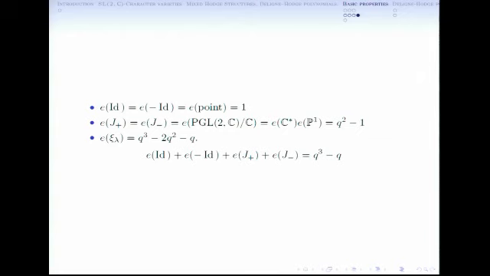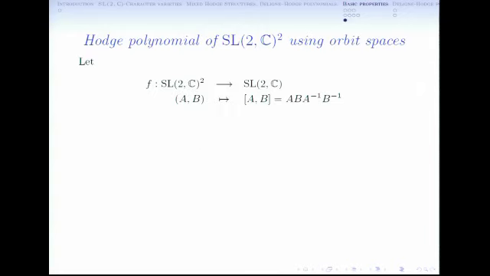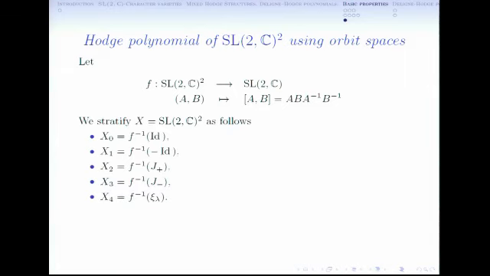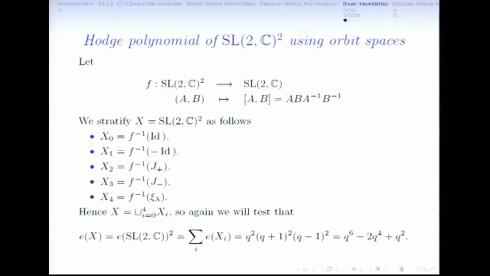So we got a method on how to compute this thing. Now let's extend this to the genus 1 case. We consider this map, and then we stratify SL2C squared in the following way. X0 is the inverse image over the identity, this is the inverse image over the minus identity, the Jordan forms, and the diagonal ones. Again, we can check the computations the same way as before.